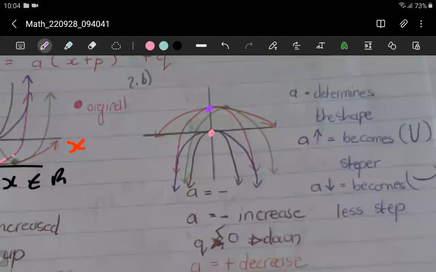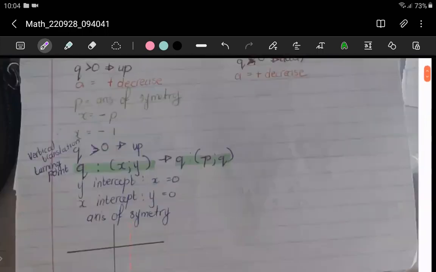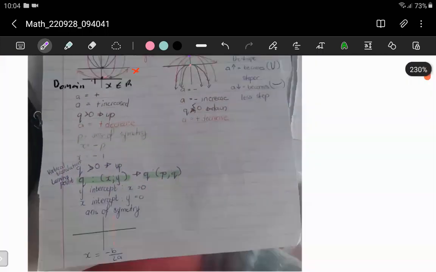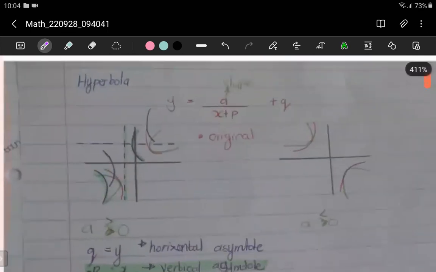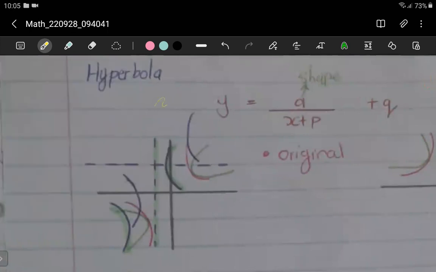So with things like the hyperbola, it's the same idea. Let's find a hyperbola. There we go. So we have a hyperbola now. With this hyperbola, we have two things: there's an x asymptote and there's a y asymptote.